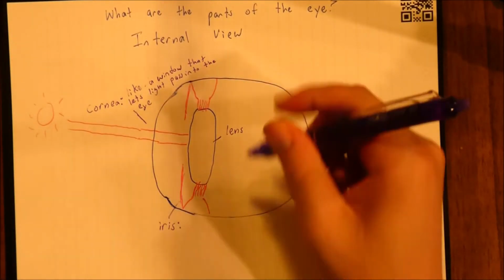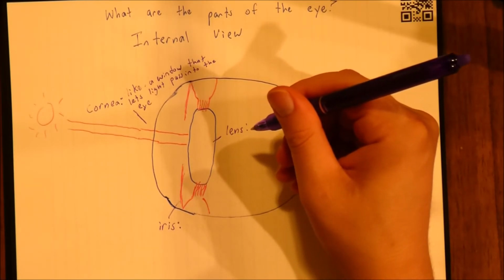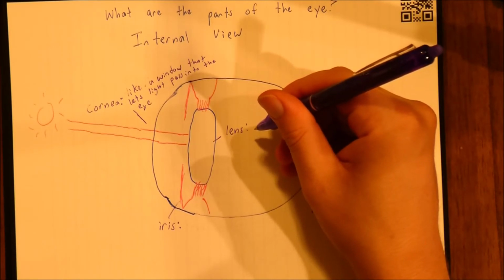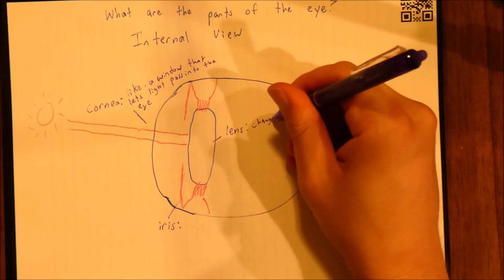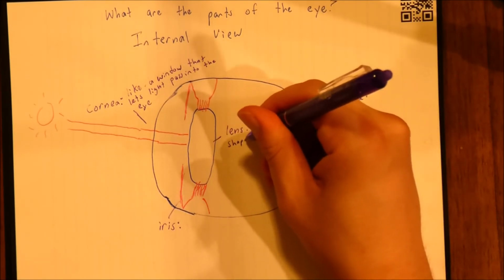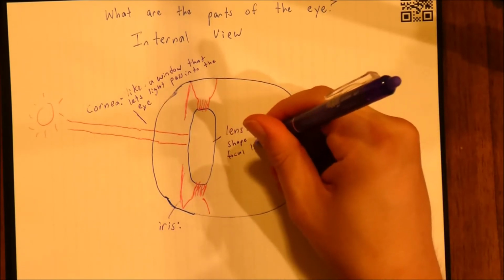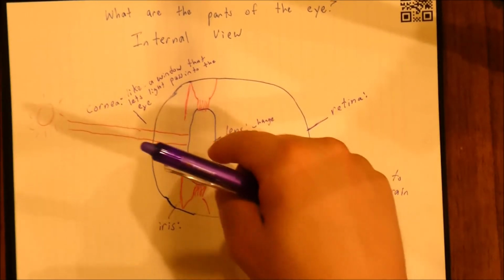So for the lens, we're going to say that it is a part of your eye that can change shape to focus light. So that's why you're able to go from looking at something really close and then quickly looking at something far away. You have to refocus, and these muscles here help your lens to refocus.